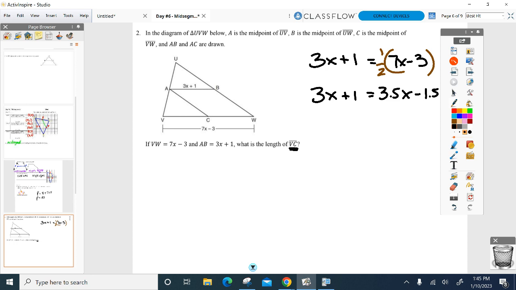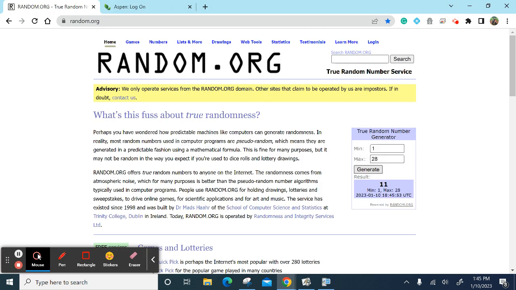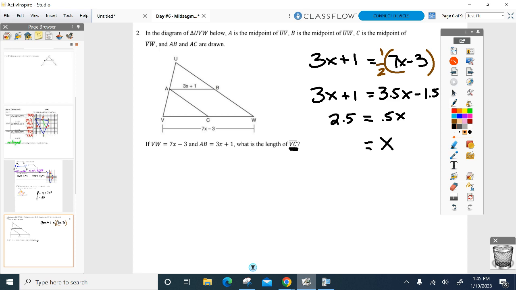All right, I guess I'll move the 3x over and get 0.5x. We're looking good. Add the 1.5 over, 2.5. Divide by 0.5. Still get the same answer if you multiplied by 2 on the other side. What do we got here? What are we rocking with here? 5, good. Too bad x doesn't make you a winner.